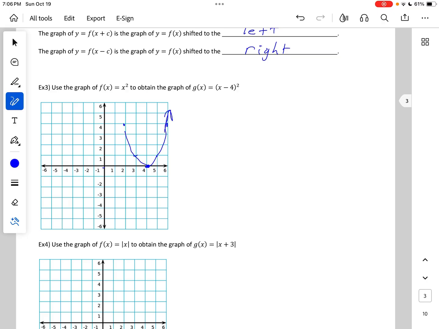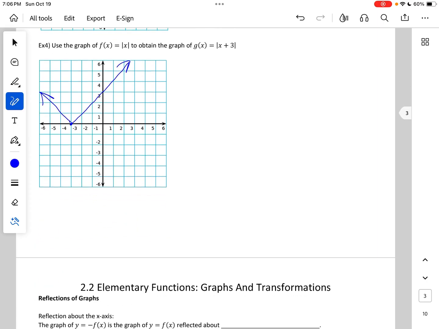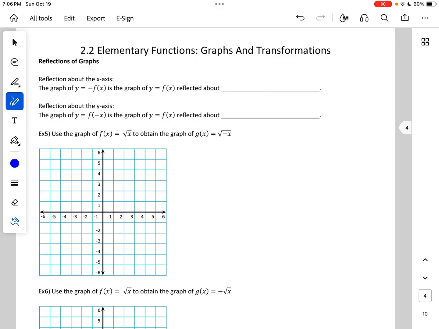Okay, x plus 3. Well, I'm inside with the x, so I'm going left 3 since behavior is opposite. And that is my absolute value function. So I'm just going to be going up with a slope of 1 and up with a slope of 1.